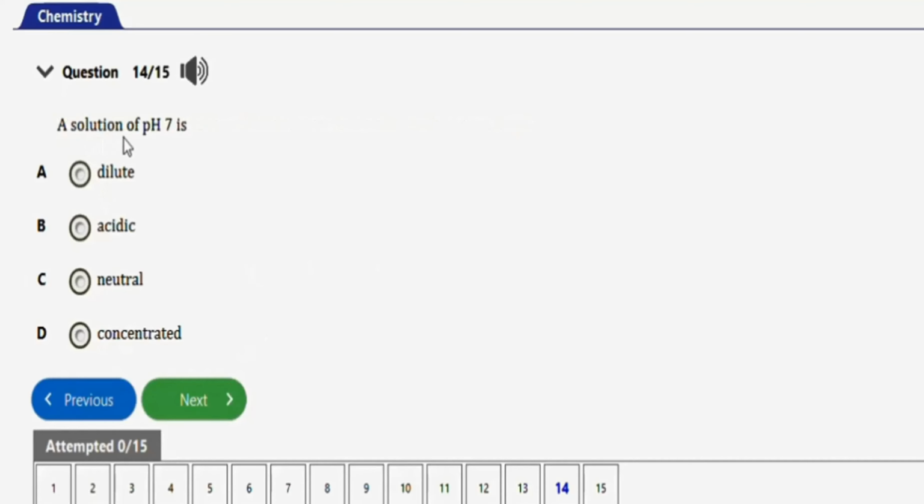It says a solution of pH 7 is, so this is a simple question, neutral, option C. Last question to end this video is this one. It says an aqueous solution which has pH greater than 7 is, so greater than 7, that's the base, right? So the right option will be option B. Sodium carbonate is the base. So this is basically how to solve problems involving the concept of pH for your chemistry. We practiced about 30 to 40 questions in this video.